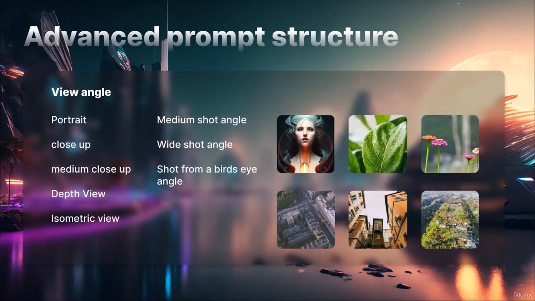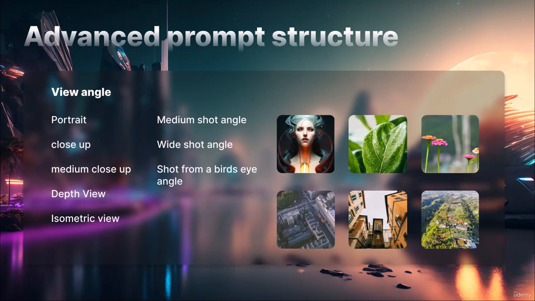Let's move on to the first one, view angle. View angle is an important modifier that we can use to adjust the perspective of the generated image. In our previous lecture, we used the keyword portrait, which is a professional term used in photography and painting, typically for portraits of people. Another common term is close-up, which is used when we want to focus on a person's face.